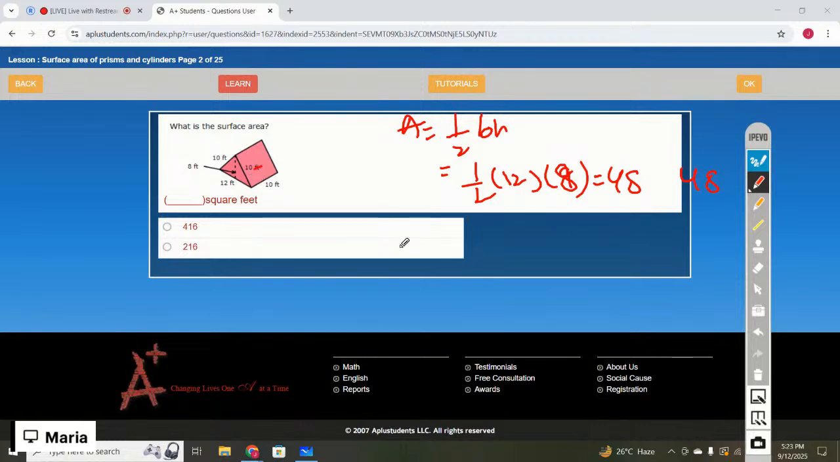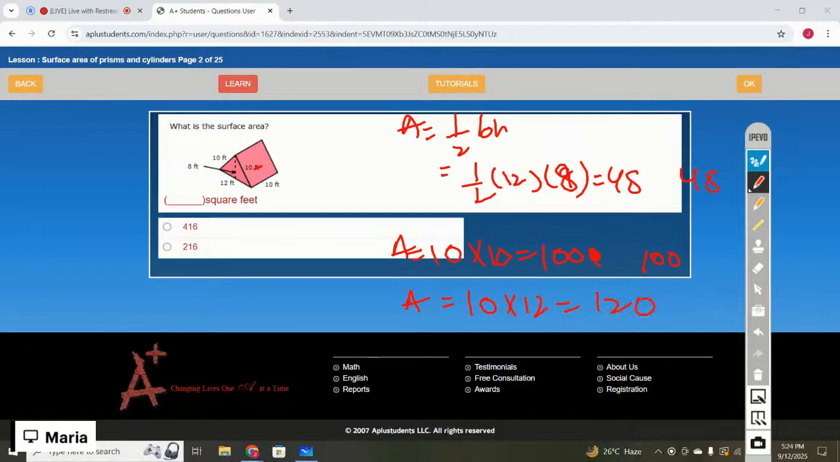So the area of this side is 10 times 10, that is 100. The area of the bottom is 10 times 12, that is 120.